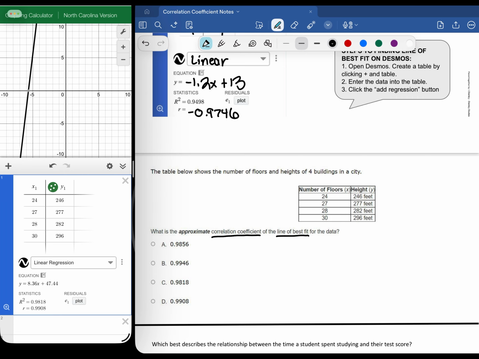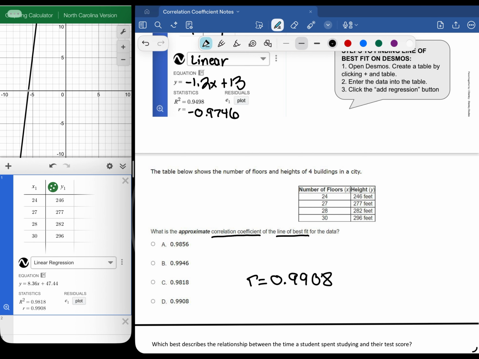Now what we're looking at is our R value. Under statistics, we have two R values. We have R squared and R. We don't want R squared, so we're going to get the R. The R value that they provided us with was R equals 0.9908. Now we're going to go back and compare that to our chart.